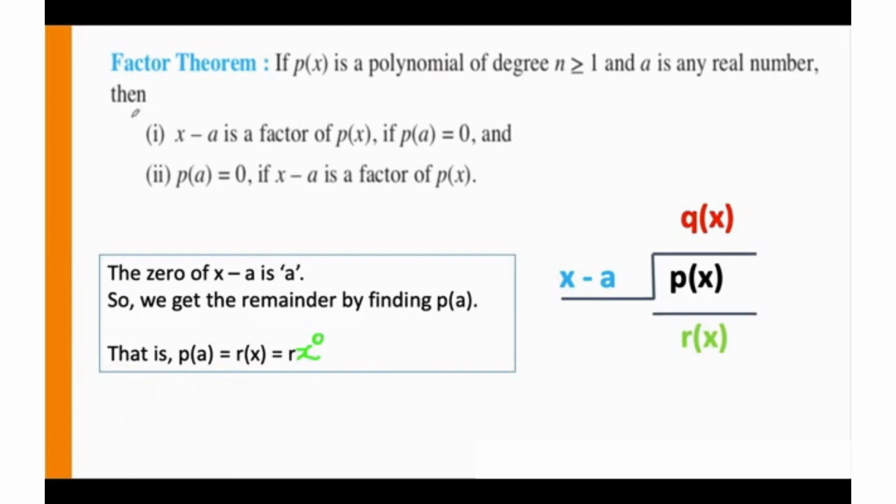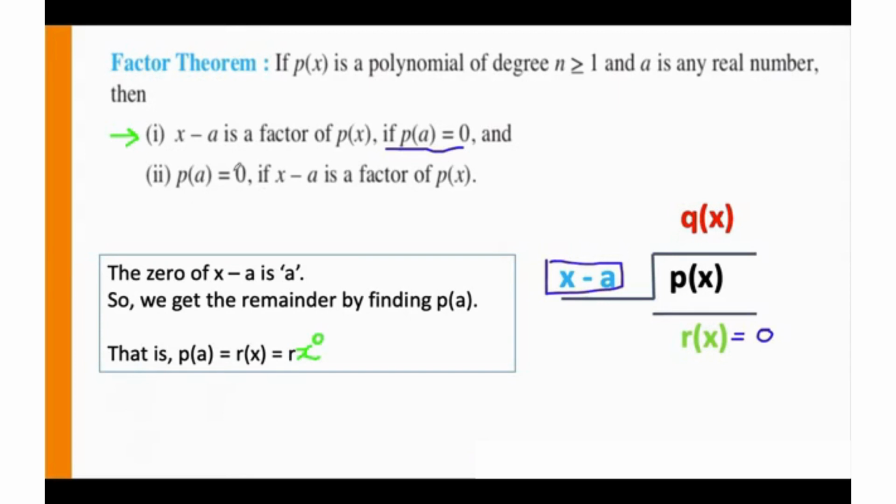Okay, so now let's look at the first statement. It is saying that x minus a is a factor if p of a is 0. That means if the remainder is 0. If the remainder, p of a gives us the remainder, so if the remainder is 0, then obviously the divisor is a factor of this polynomial, right? So that is one statement of the factor theorem.